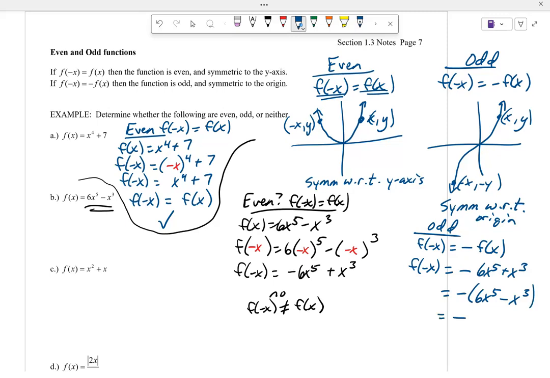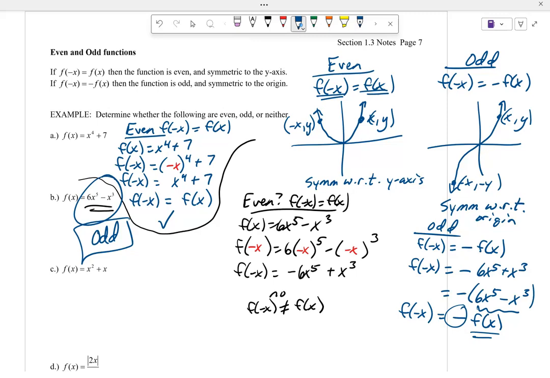And is this negative the original that we had? 6x to the fifth minus x to the third. And hopefully you say, yeah, that's what I started with. That was my f of x. I did get negative f of x. When I plugged in negative x, I did not get the original. I got the opposite of the original. So this is odd. The second one is odd. The first one was even, the second one is odd.